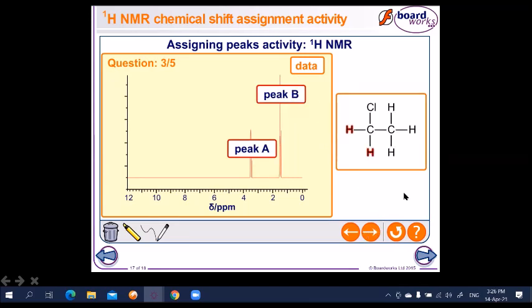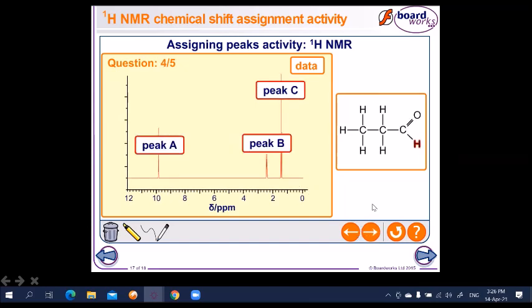Next. Okay, be careful here. Two peaks here. This would be the more boring hydrogen, right? That would have to be the terminal hydrogen on that side. These hydrogens are connected to a carbon that is connected to the more electronegative chlorine. So most likely these hydrogens are going to be the more electronegative shifted left peak. So it's peak A.